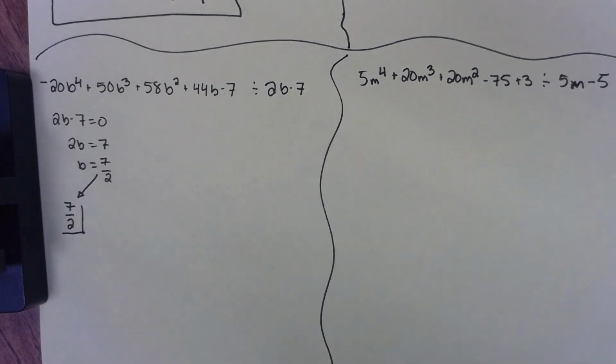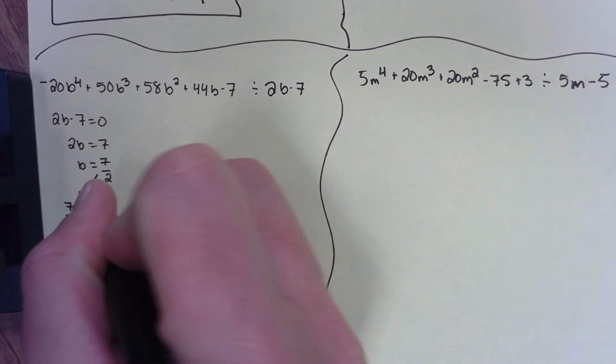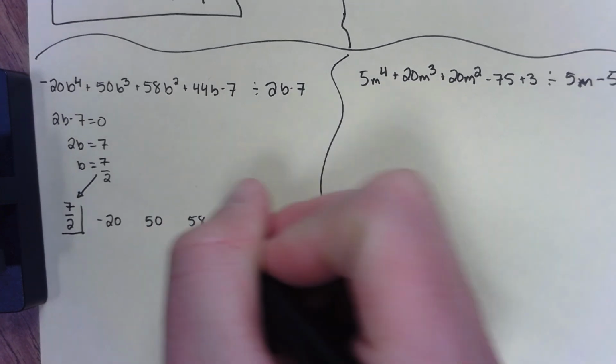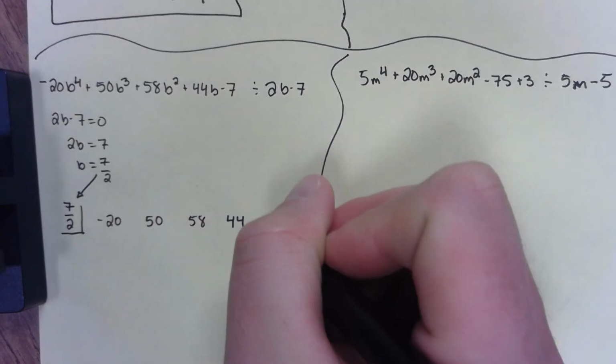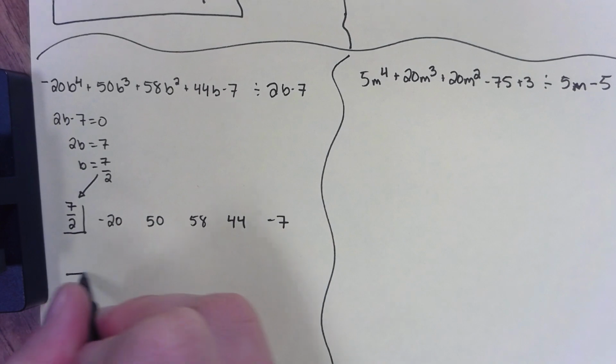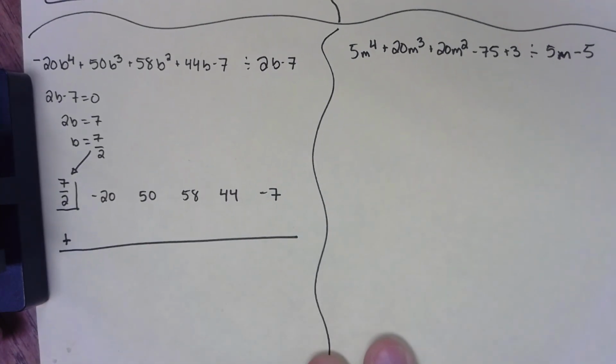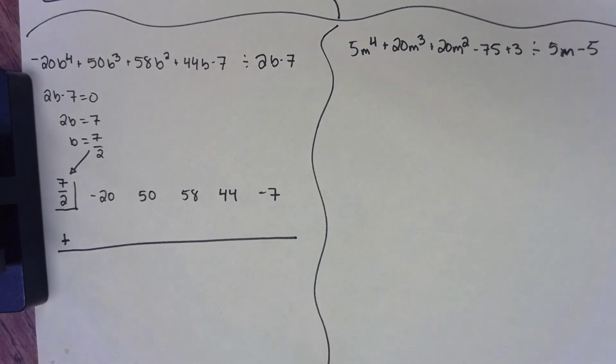Then we're going to bring in all the coefficients. So negative 20, 50, 58, 44, and negative 7. And we're going to have to work with some fractions here. Now again, if you struggle with the fractions, use a calculator. When you're using the calculator, make sure you're putting parentheses around the fraction. That makes a huge difference, and a lot of you have already run into issues with that when working with those fractions.